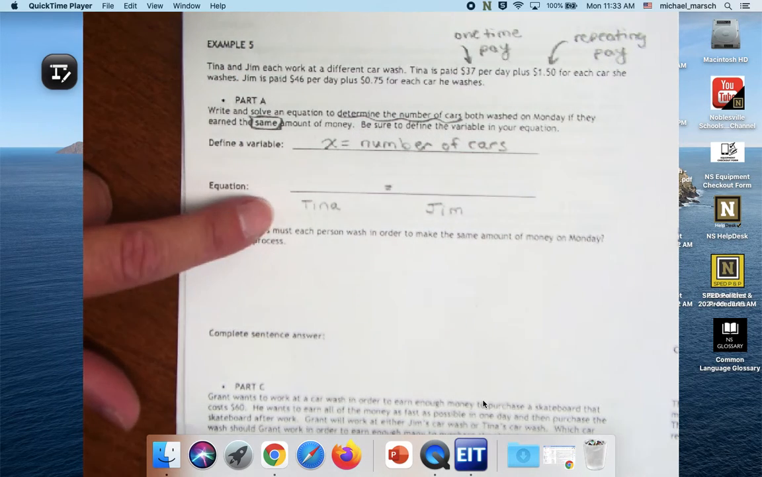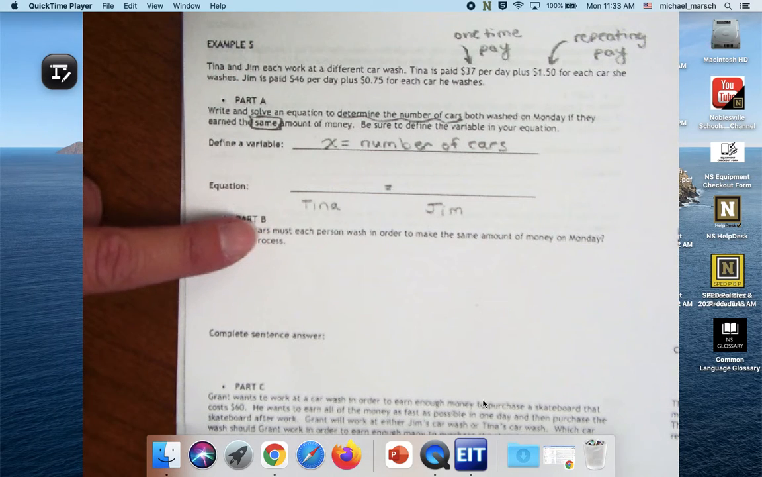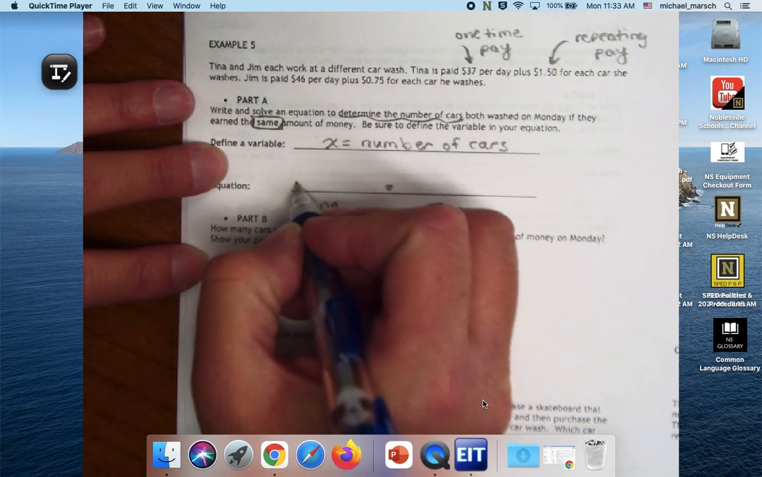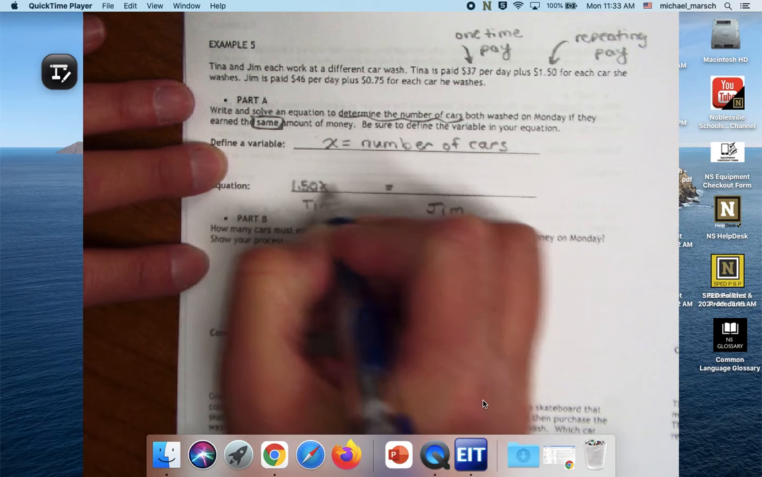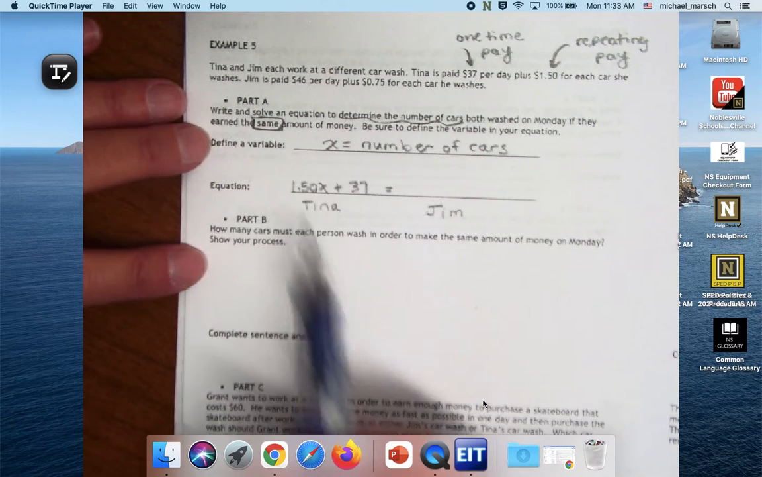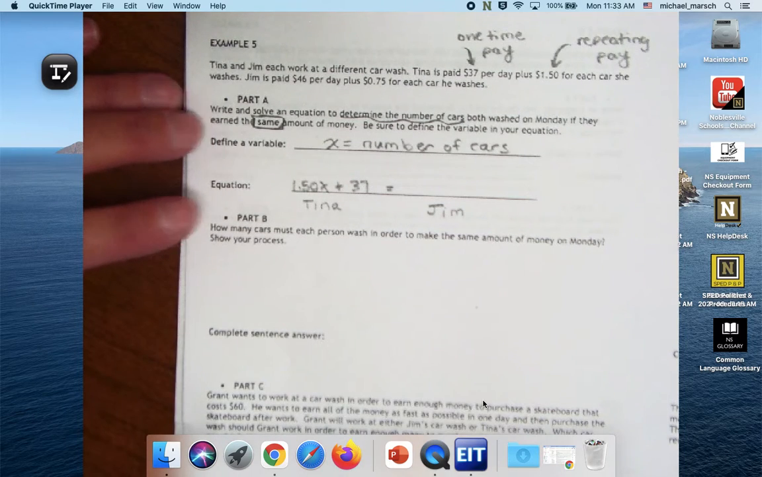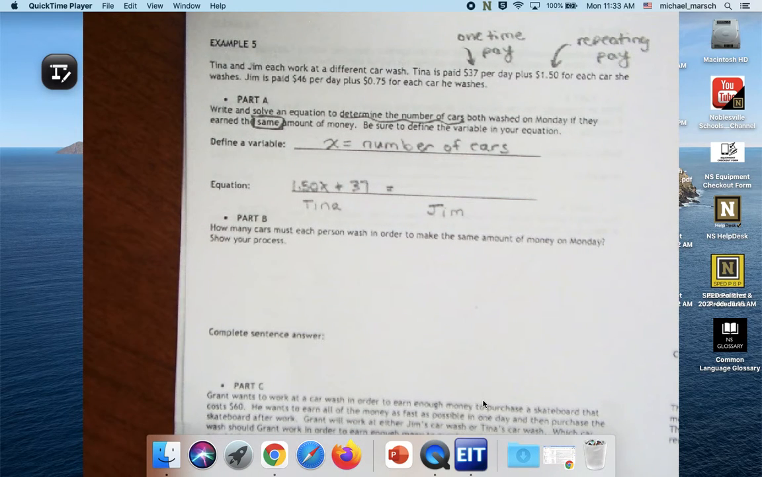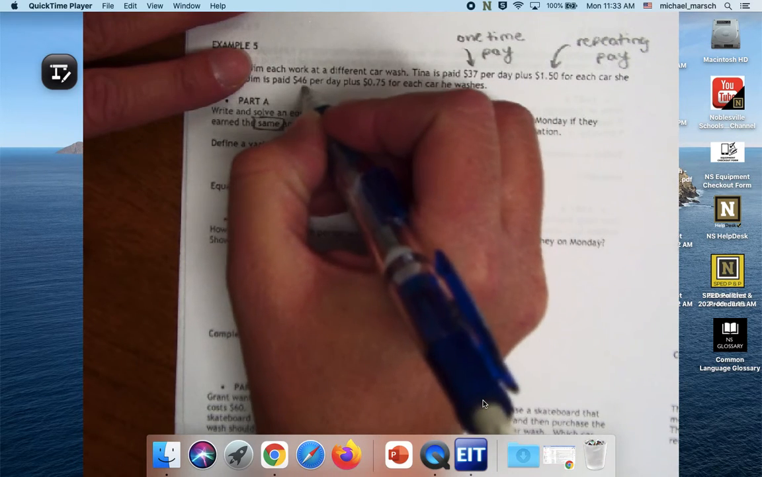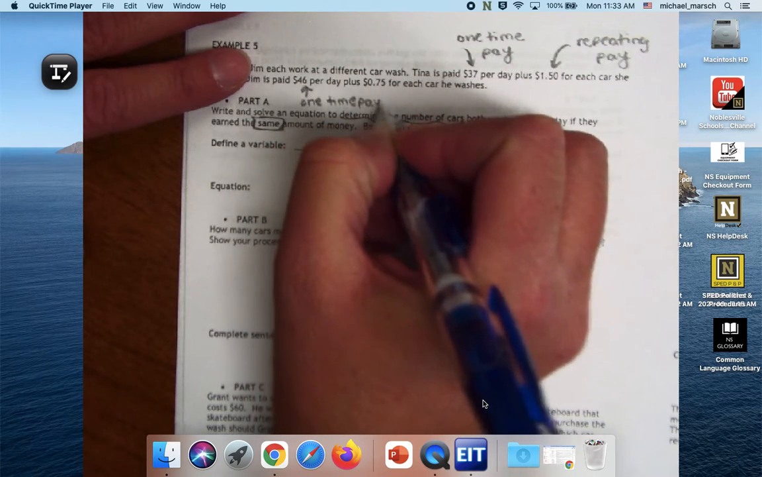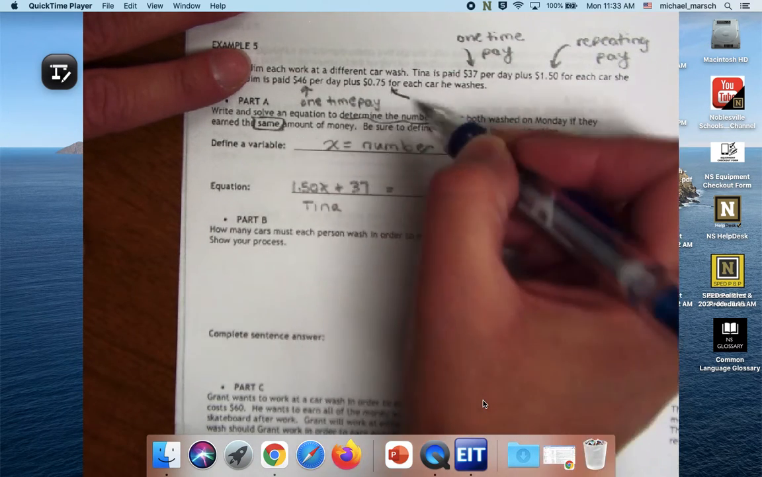So what would the expression be for Tina to represent how much she makes in a day? 37 plus 1.50x. Sure. I always put the variable term first. You don't have to. It's fine because you're adding it. But that's just what my brain does. All right, so then what's the one-time pay for Jim? Maggie? 46. Mm-hmm. And that makes the 75 cents the repeating pay.